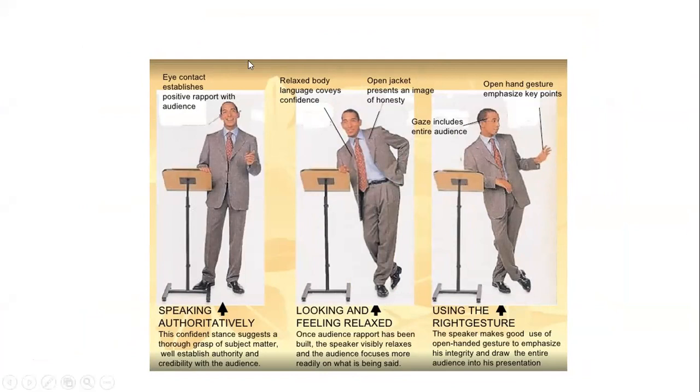So look at this guy here. This is how he's opening his presentation. This is his primacy, how he's starting. Eye contact establishes positive rapport with the others. He's looking at the eyes. He has a smile on his face. His smile is a very, very important part of public speaking, or rather of body language.